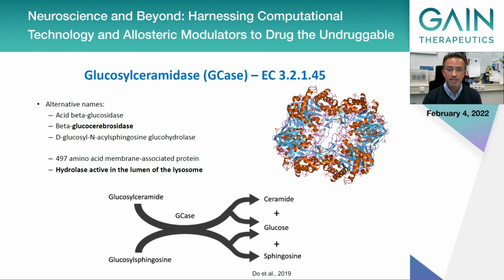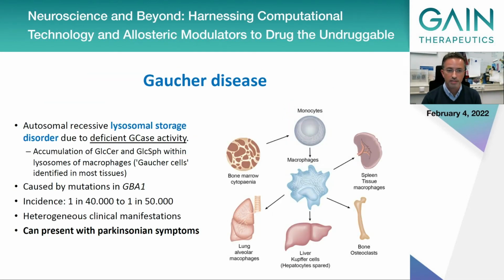And this is where this enzyme that we already heard about, GCase, which has several alternative names, the most common being beta-glucocerebrosidase, comes in. This is an enzyme that is present in this compartment, the lysosome, and is involved in the metabolism of specific types of lipids, sphingolipids. It converts, for example, glucosylceramide into ceramide, or glucosylsphingosine into sphingosine, and it releases a glucose molecule. So next slide, please.